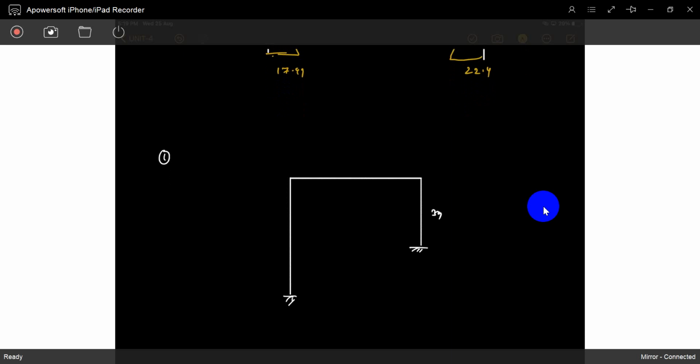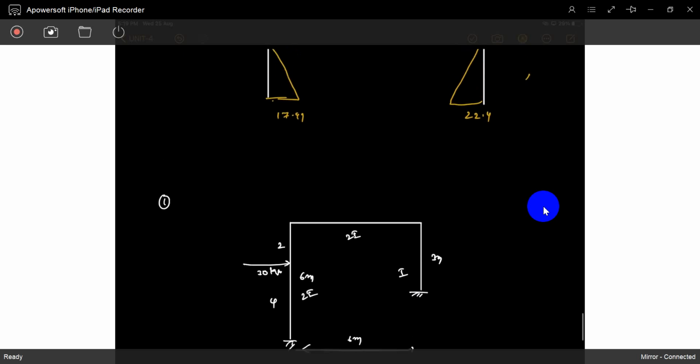It's 3 meters. It has 2I. It is 30 kilonewtons. It is 2 meters, 4 meters, total 6 meters. So it is also 6 meters. Height is 3 meters.